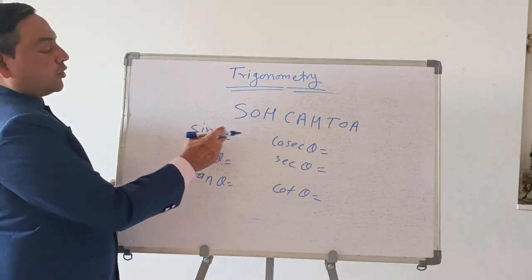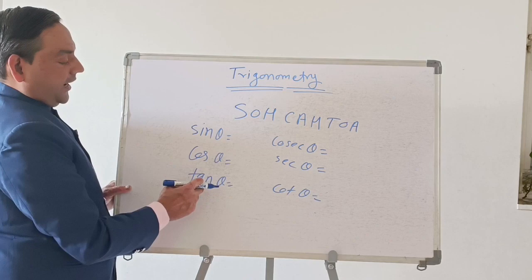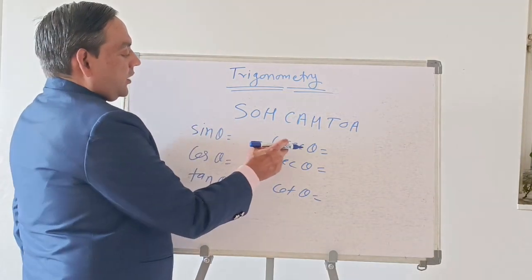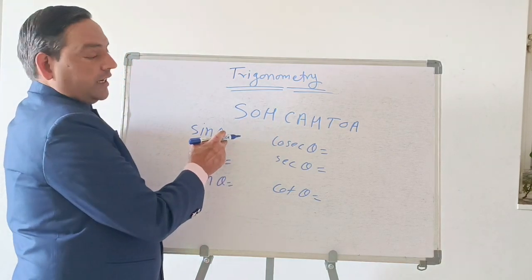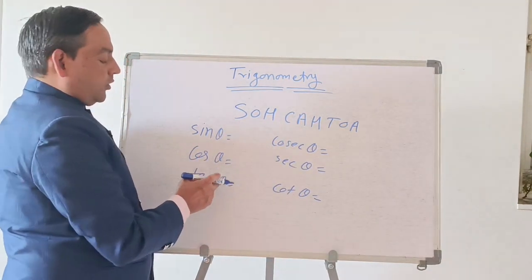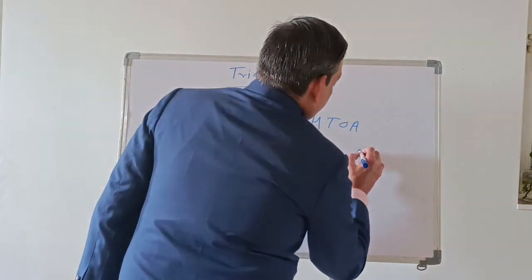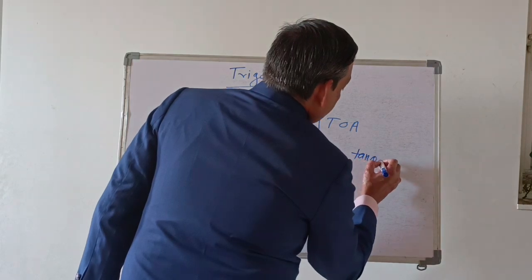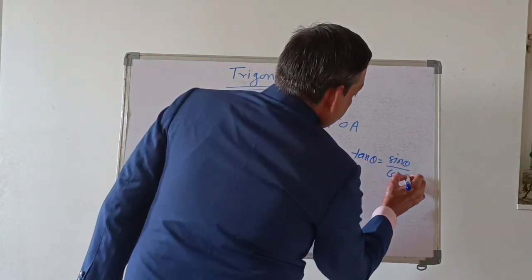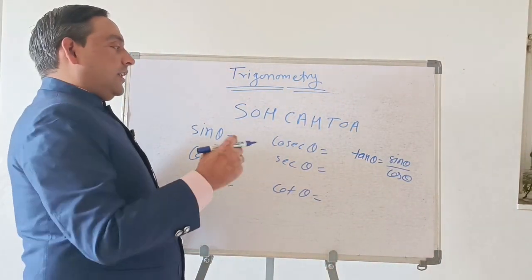Sine is reciprocal of cosec, cos is reciprocal of sec, and tan is reciprocal of cot. Or you can say cosec theta is 1 upon sin theta, sec theta is 1 upon cos theta, and cot theta is 1 upon tan theta. Then we did one basic formula in trigonometry: tan theta is equal to sin theta upon cos theta. So everything we did in the last lecture.